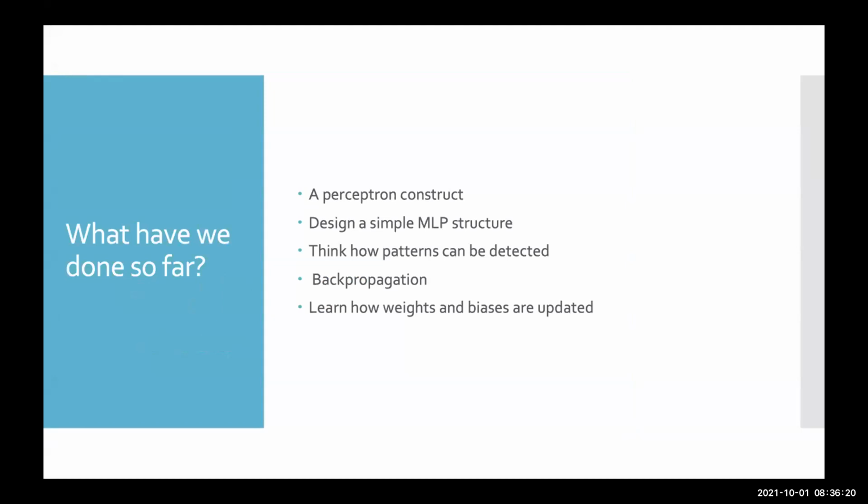So you guys have learned about a perceptron. So that's like a single neuron, and how we can design a perceptron for linearly separable data. We've also learned about simple MLPs and how these MLPs can detect certain patterns. And we've also learned about backpropagation and how to apply this backpropagation for gradient descent to update weights and biases.